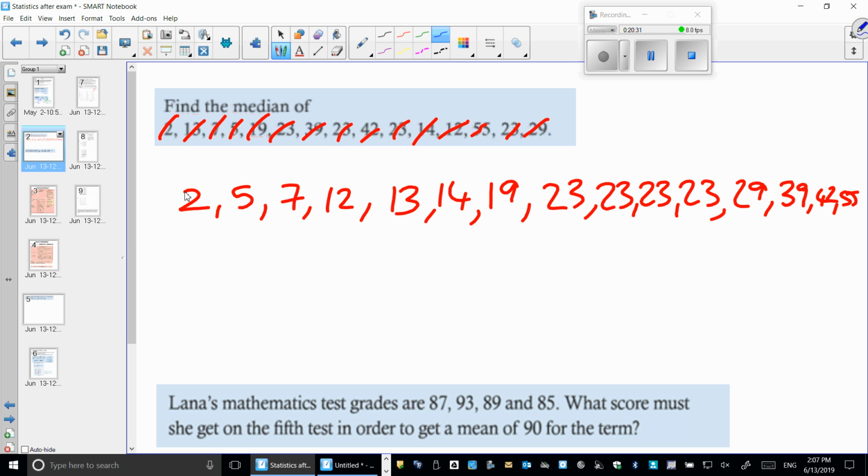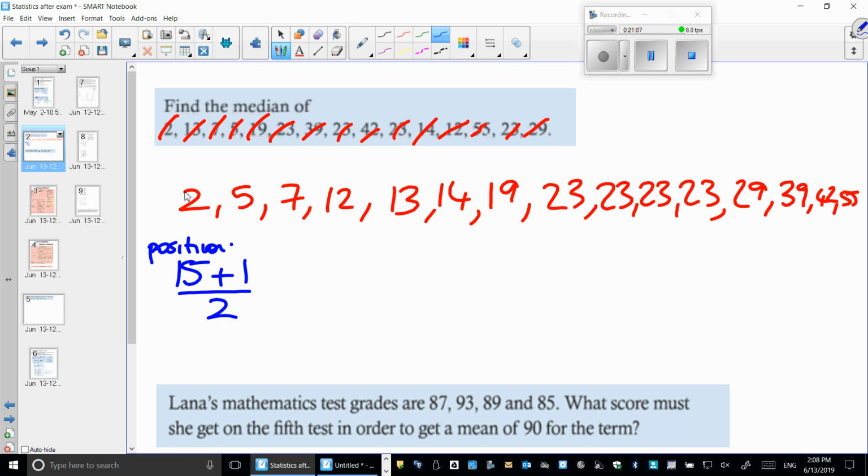This is where we have to make sure we understand how to find the middle one. Okay? So if there are 15 pieces of data, you add 1 to that. We add 1 to it and we divide by 2. Now this is going to give us the location of the data value, not the answer. So this is the position of the data value.